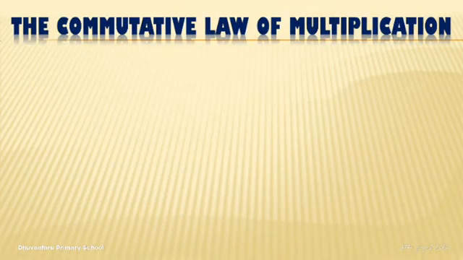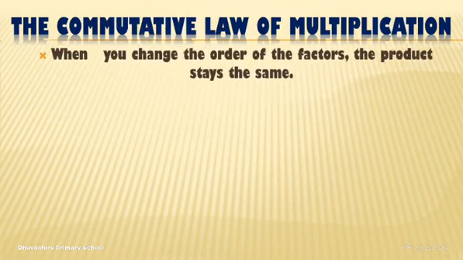Commutative law of multiplication. The commutative law of multiplication states that when you change the order of factors in a problem, the product stays the same. It's just like addition. The commutative property of multiplication is just like the commutative law of addition.